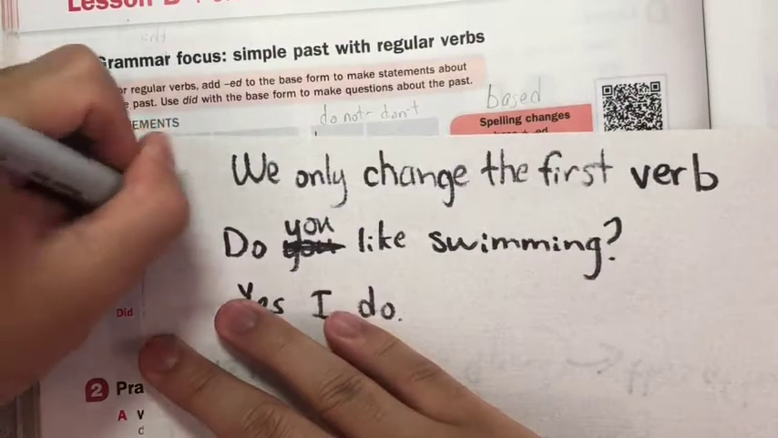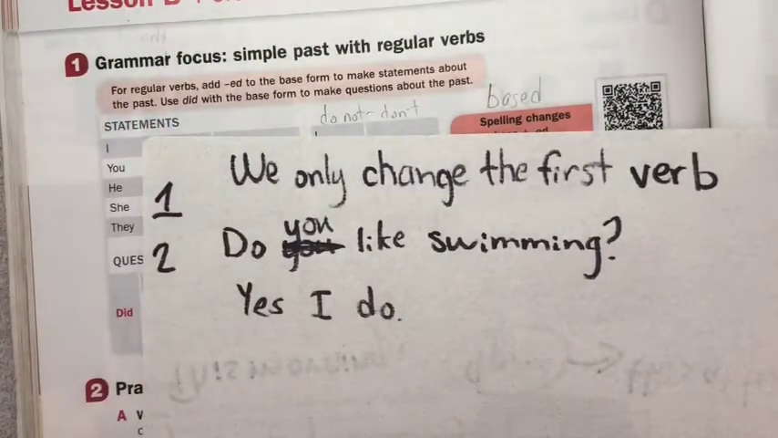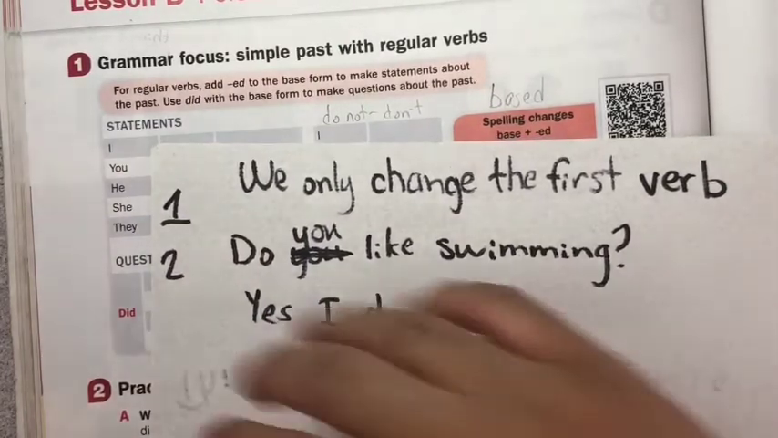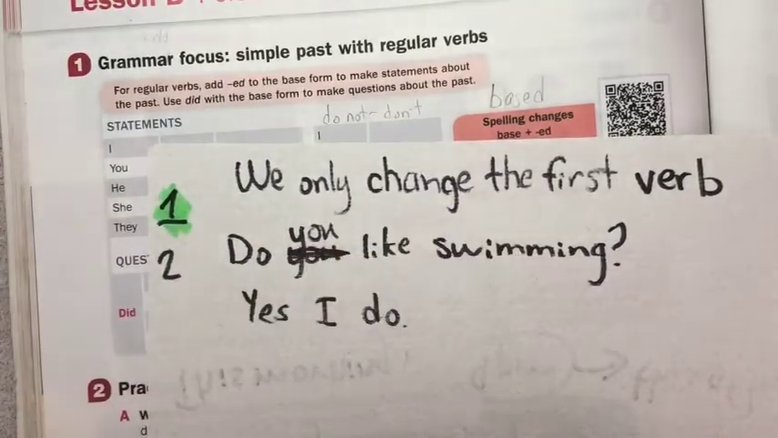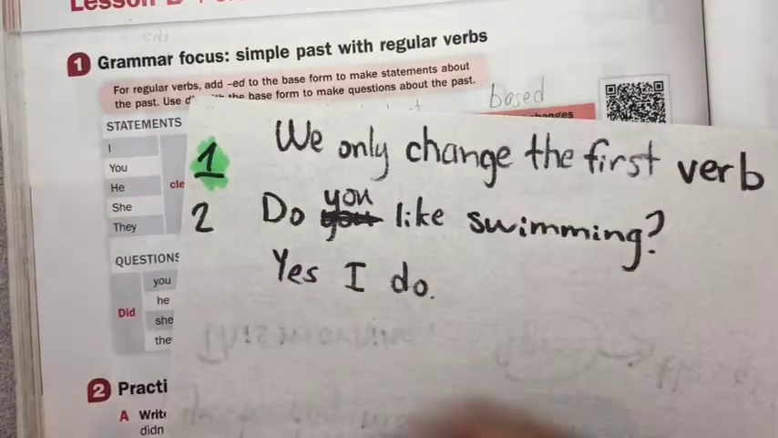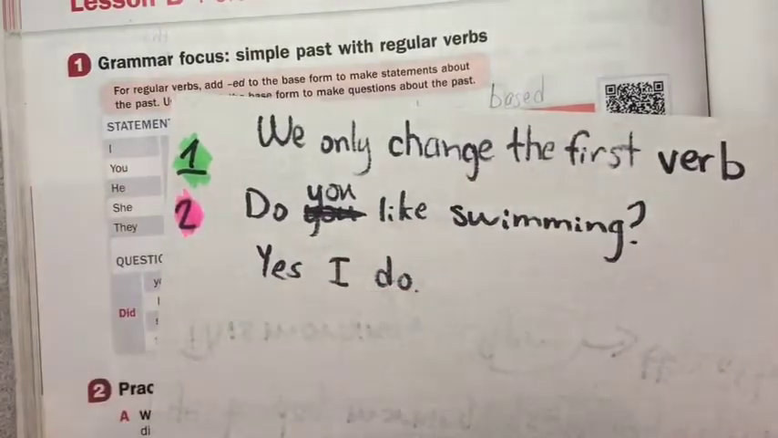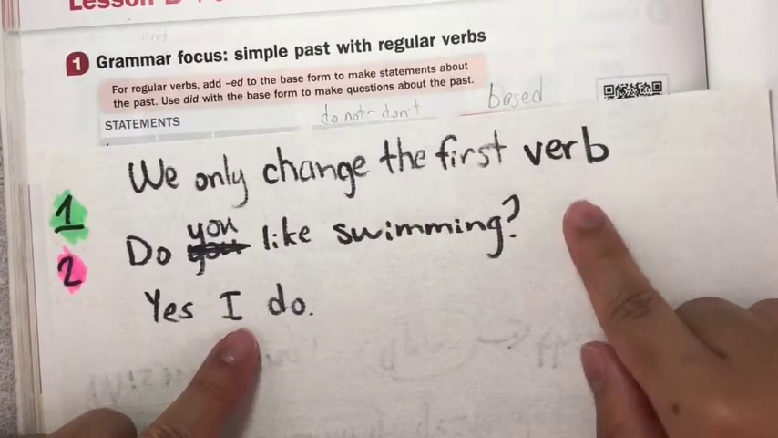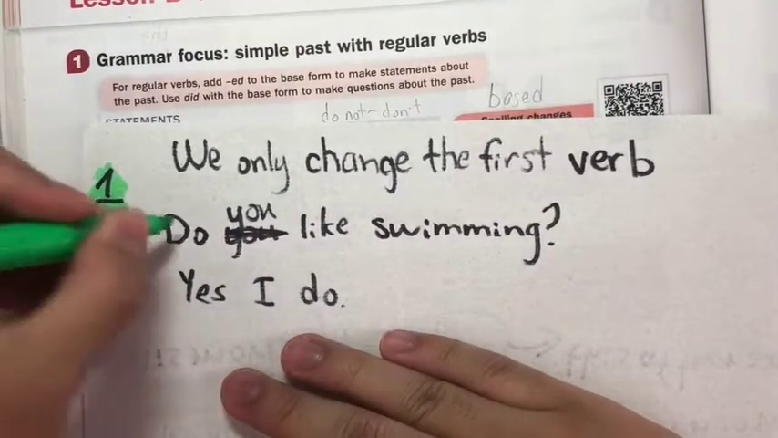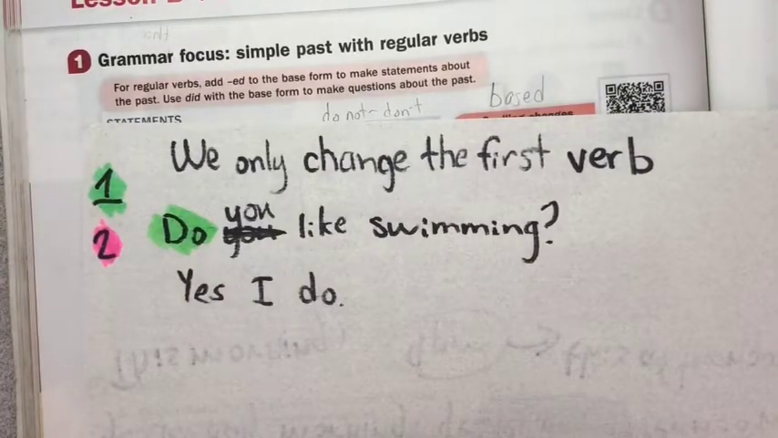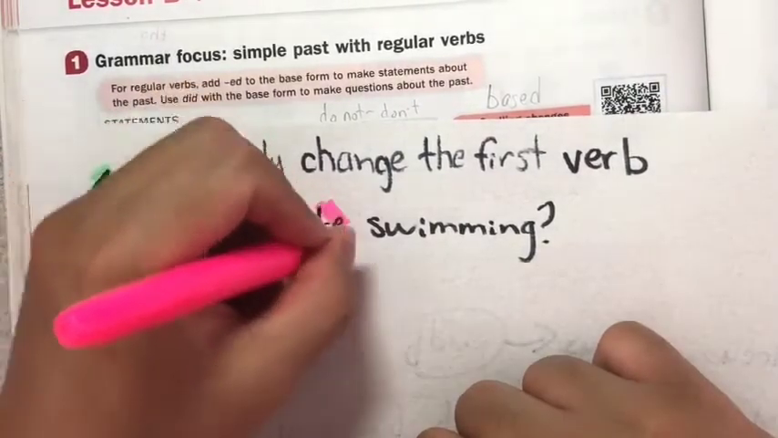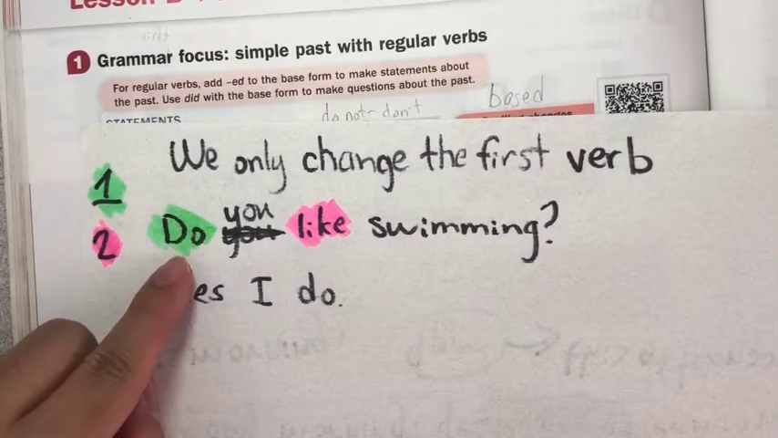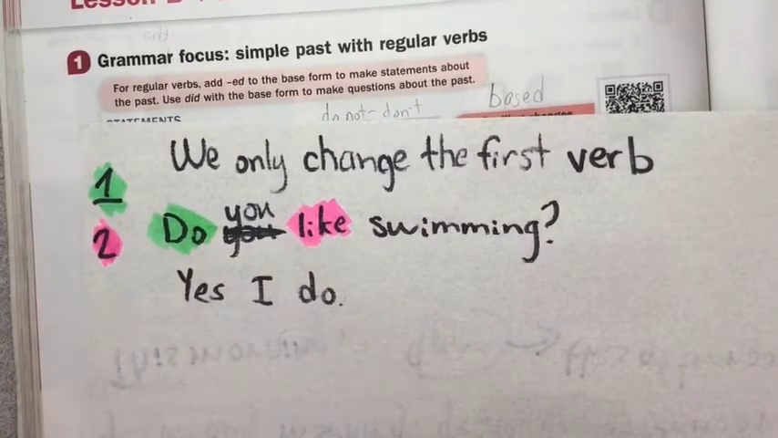So I'm going to color these for you, 1 and 2. 1 is the first verb and 2 is the second verb. The first verb I'm going to color green, and then the second verb I color it pink. So do you like swimming? There are 2 verbs in this question. The first one is do. The second verb is like. We only changed the first verb. Do you like swimming? Yes, I do.